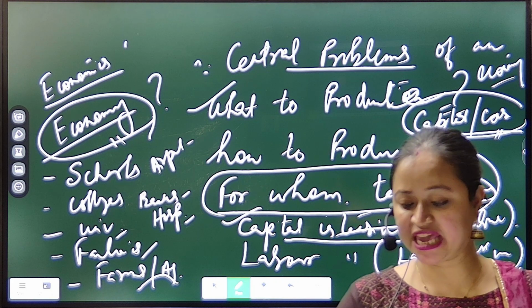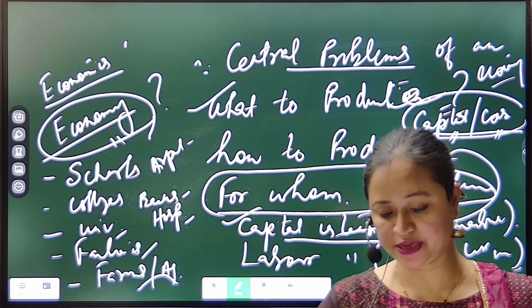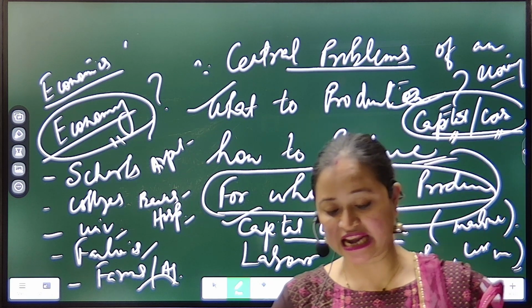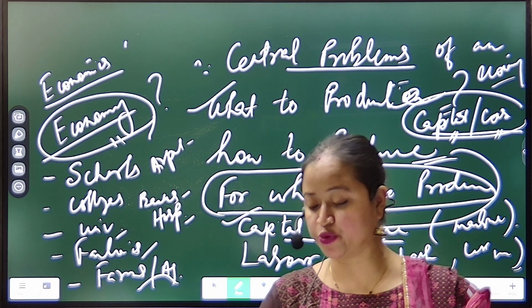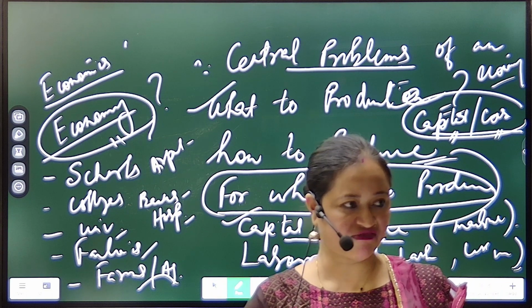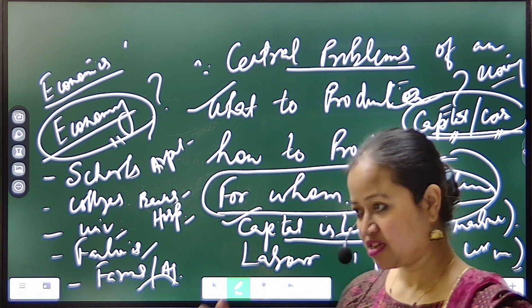So one can make a conjecture from the pattern of production of the country. If the government decides to produce more ordinary buses than luxury cars, then one can understand that the country is producing for the poor and not for the rich. Fine? One example is given here. I think you have understood now. Fine? Now, coming back to the question.